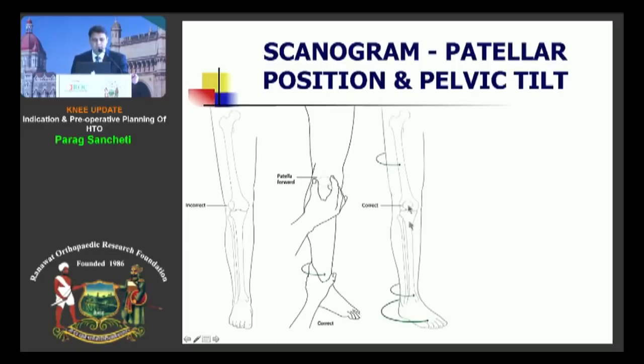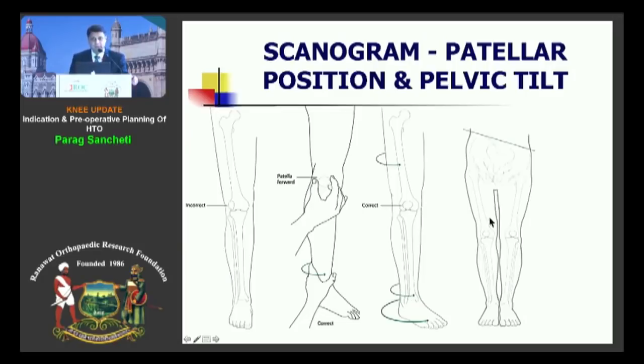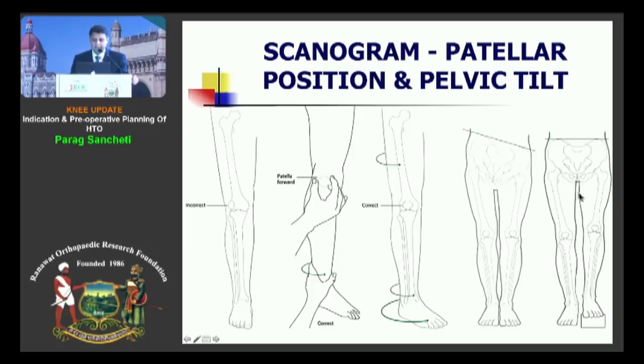And this is how your patella has to look in front, and for that you might have to internally rotate your foot and the limb so as to get the patella in the front. At the same time, if there's a pelvic tilt, you might have to put some raising blocks below and then correct the pelvic tilt.